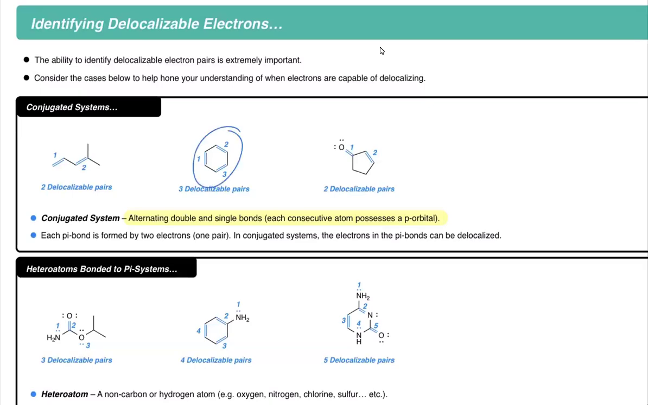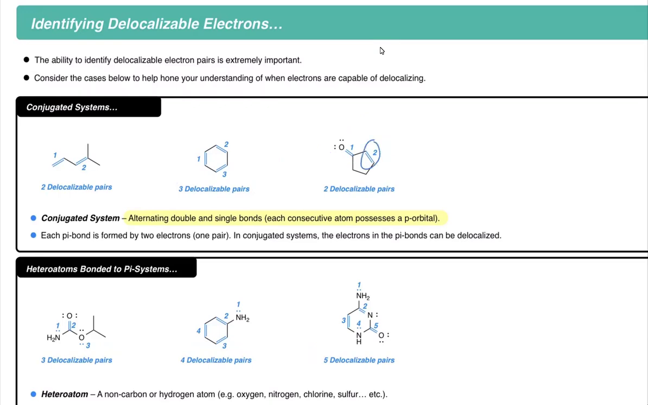If we look at a benzene ring, all those pi bonds are conjugated in a cyclic fashion. With benzene, we can resonate around the ring like that, and that would simply relocate the location of the pi bonds. So there are three delocalizable pairs in benzene. We count each of the pi bonds as a delocalizable pair. Here's just another example of a conjugated system.